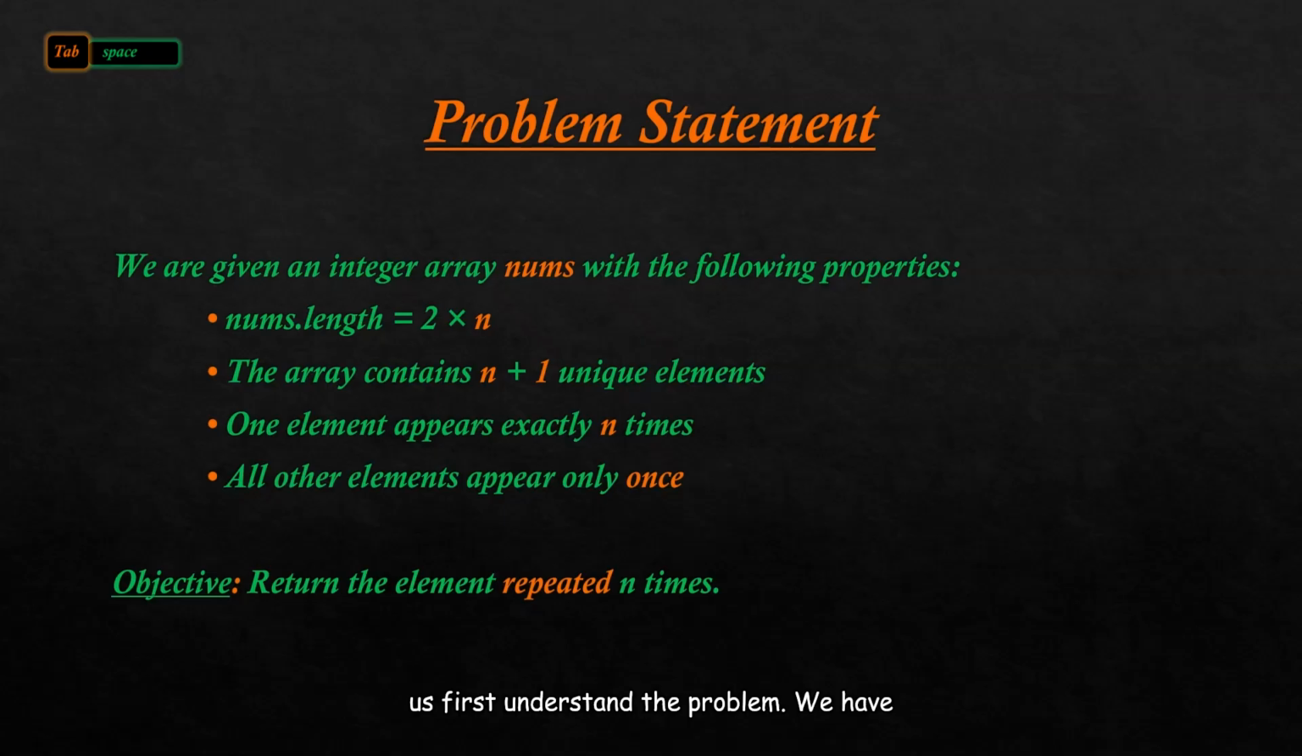Let us first understand the problem. We are given an integer array called nums. The length of this array is exactly 2 times n. The array contains n plus 1 unique elements. Out of this, exactly one element is repeated n times, while every other element appears only once. Our task is straightforward: identify and return the element that is repeated n times. The problem may appear simple, but the constraints allow us to do much better than a basic frequency count.